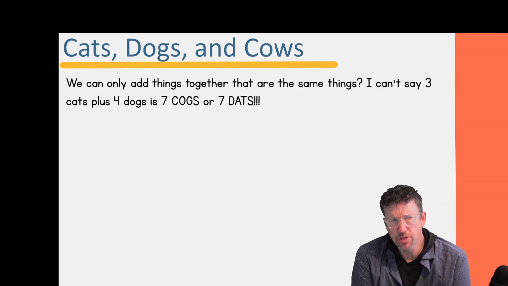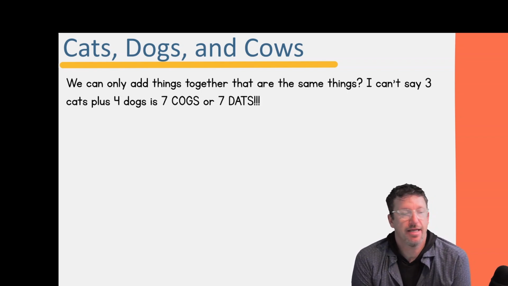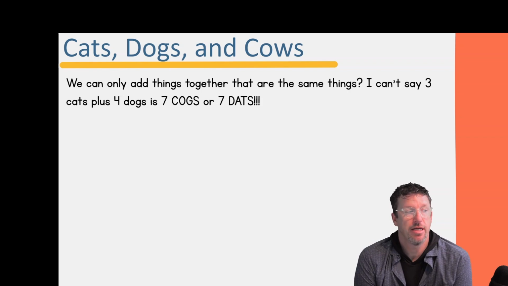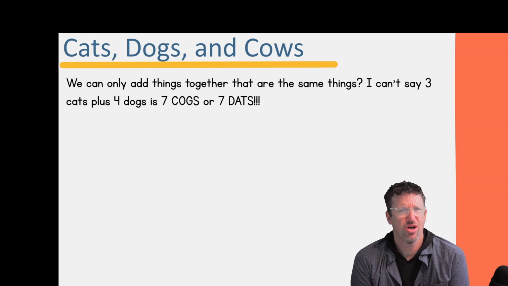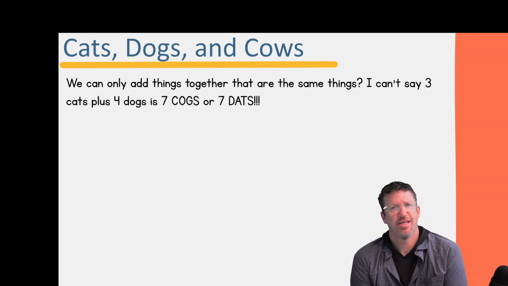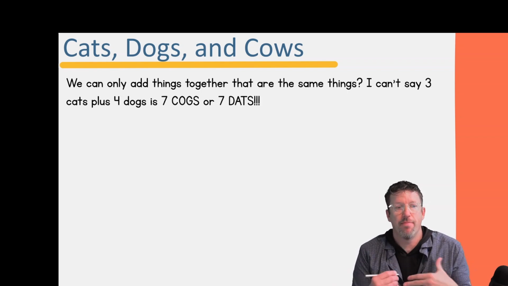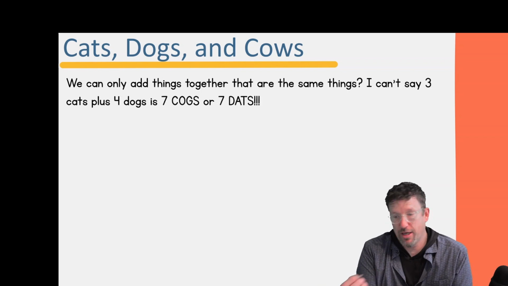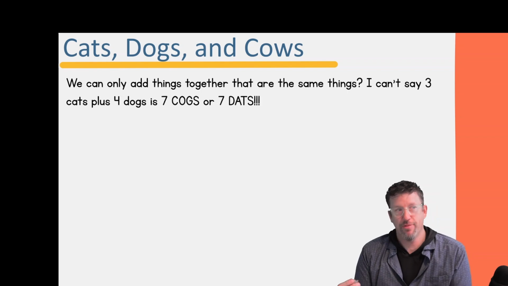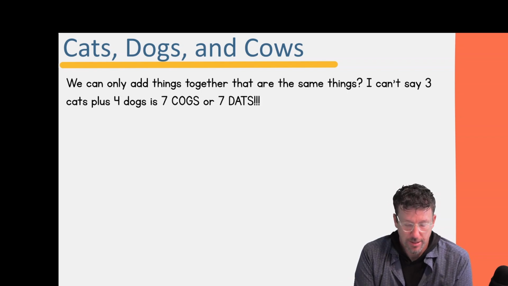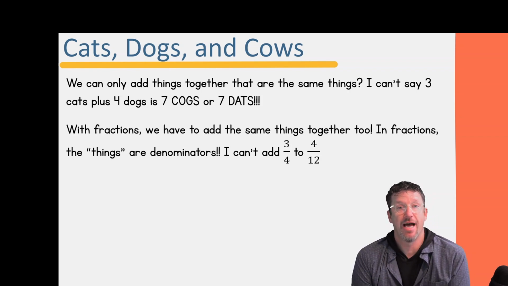All right, so let's talk about these cats, dogs, and cows. In fractions, you can only add things together that are the same things. Like, I can't say I have three cats, and then someone gives me four dogs. What does that equal? Seven cogs or seven dats? You can't add cats and dogs together. It's just not a thing. So in order for me to add things together, they have to be the same, right? If I had three cats and someone gave me four cats, I'd have seven cats. If I had three dogs and someone gave me four dogs, I'd have seven dogs. So, what does that mean? In fractions, the thing that has to be the same is the denominator.